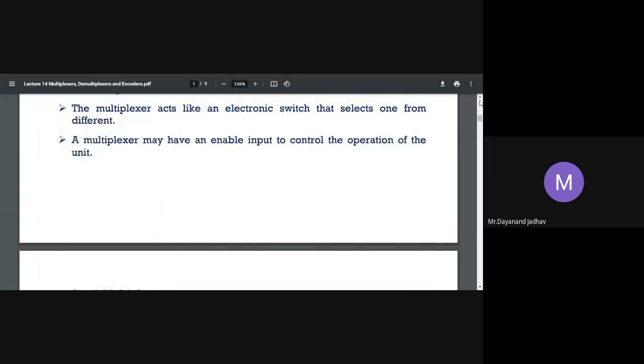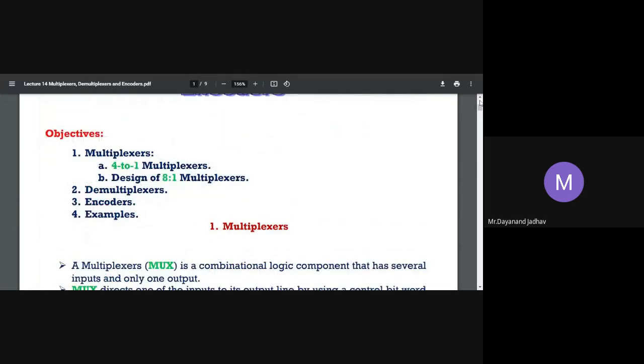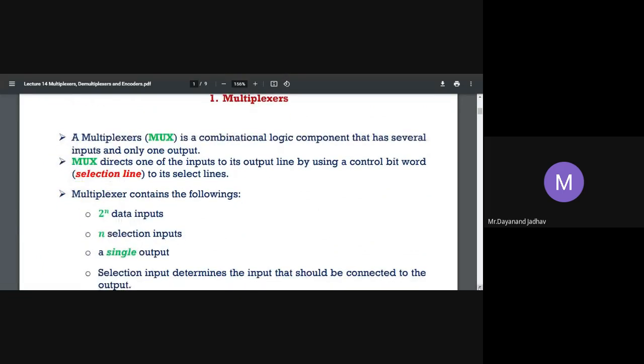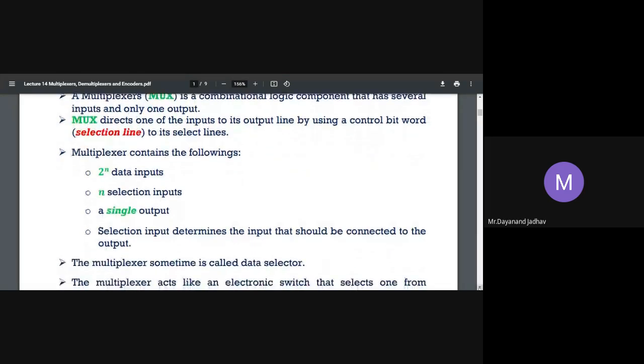What is meant by multiplexer? A multiplexer is one of the combinational circuits: from the main inputs, only one is selected in the output with the help of select lines. It is called a multiplexer.